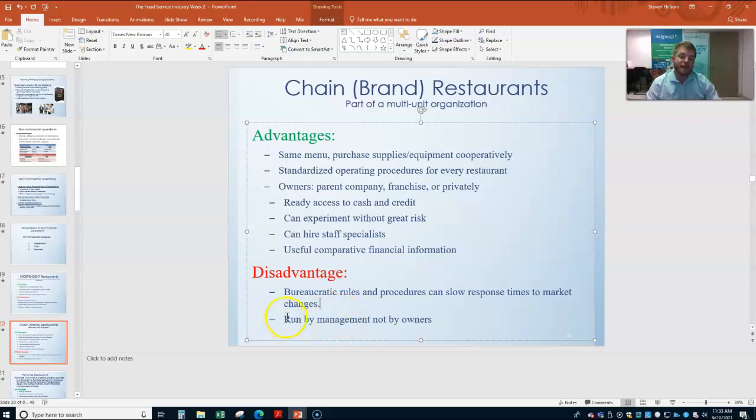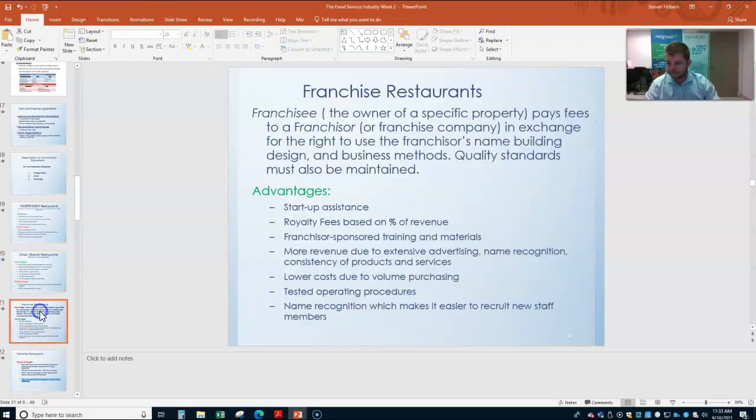And then also it's run by management and not by owners. And there is a difference, because an owner will care about their business and they'll put in longer hours and they won't take any shortcuts. Whereas with management, if they're treated well, they'll do all of the same work as owners. But if they're not treated well, they don't have the same motivation. So it's a little bit different there.